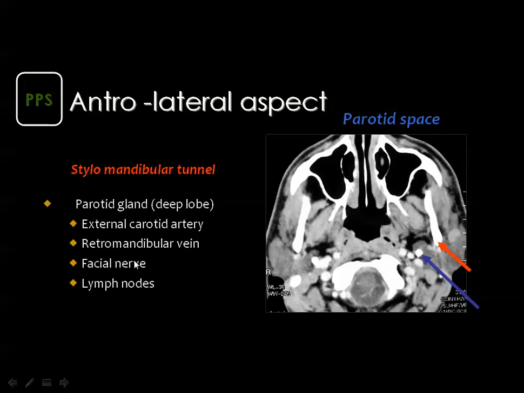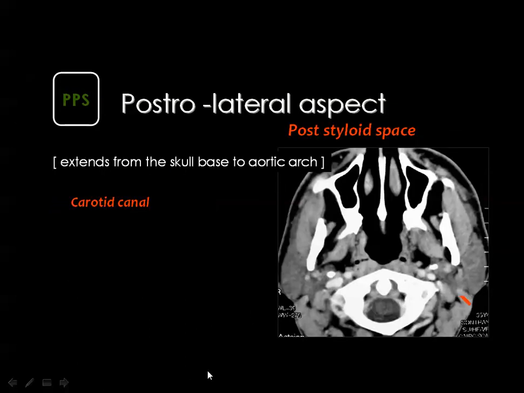Then the facial nerve, you cannot see it. Lymph nodes are not seen unless they are enlarged. Then you can only see the deep lobe of the parotid gland. The external carotid artery may also be seen near this area. The retromandibular vein is a constant structure. The facial nerve cannot be seen. Lymph nodes are not seen unless they are enlarged.